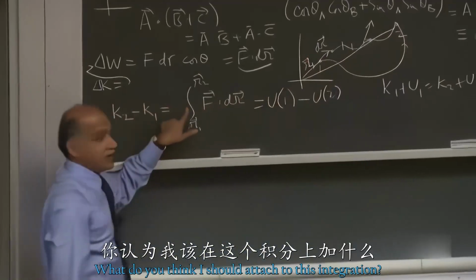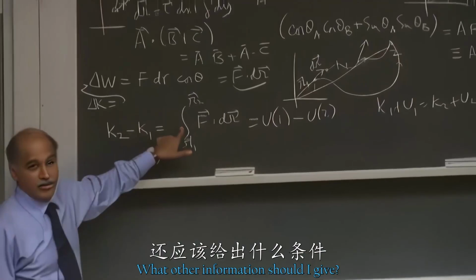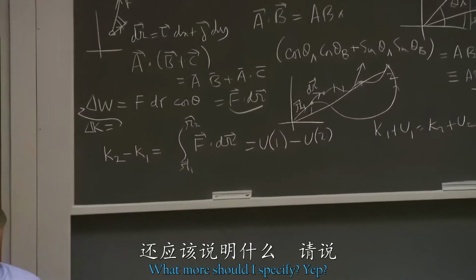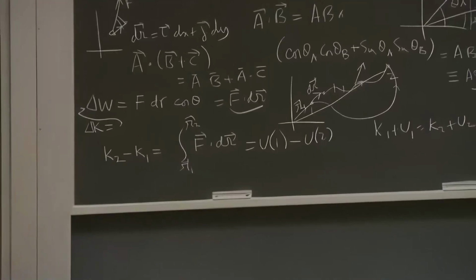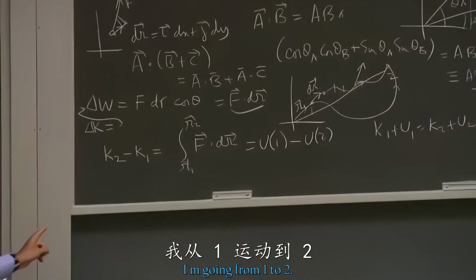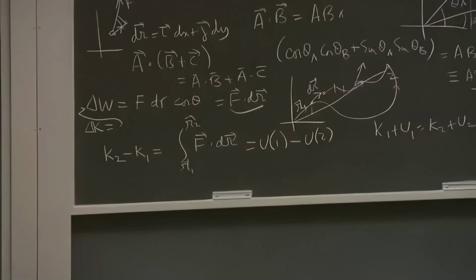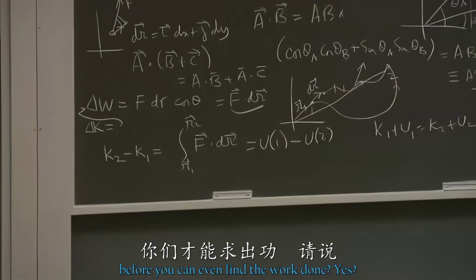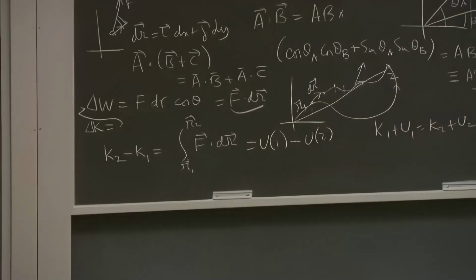What do you think I should attach to this integration? What other information should I give? What more should I specify? Yep? Along a closed path. No, it's not a closed path. I'm going from 1 to 2. What more should I tell you before you can even find the work done? Yes? What path you're going on?